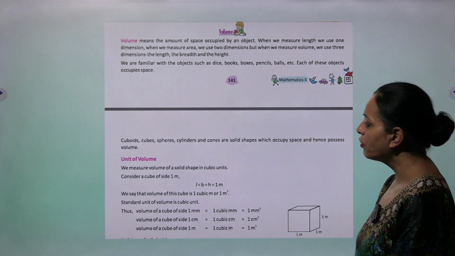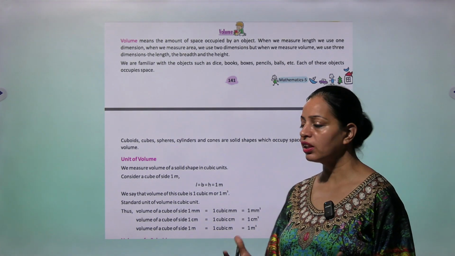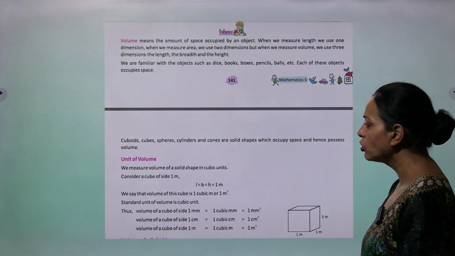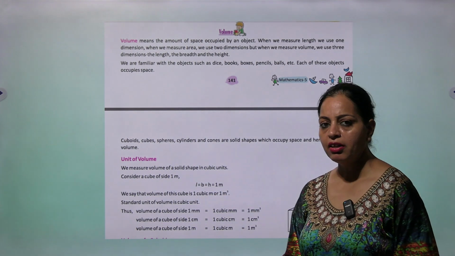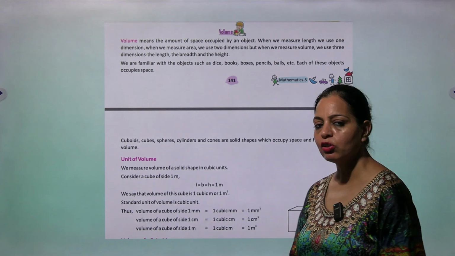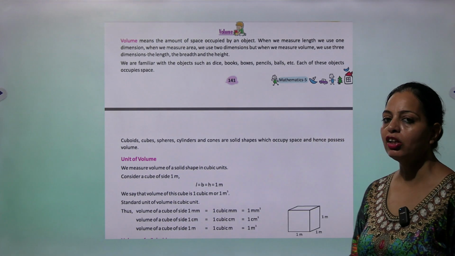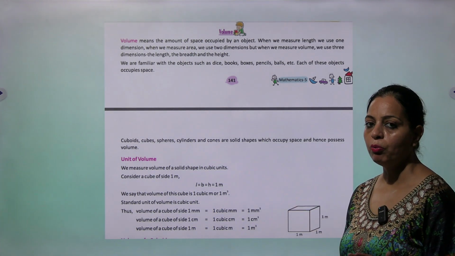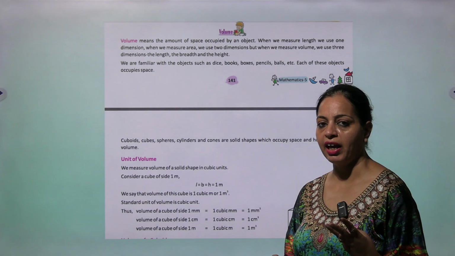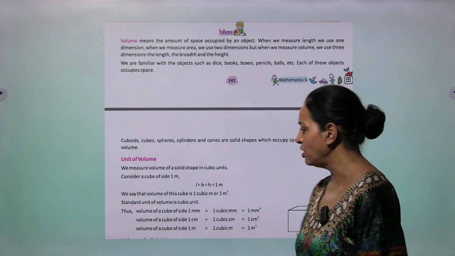See how? First see the unit of volume. Volume के लिए हम क्या units use करते हैं? We measure volume of a solid shape in cubic units. Consider a cube of side 1 meter, means length, breadth and height equal to 1 meter. We say that the volume of this cube is 1 cubic meter or 1 meter cube, because volume में हम 3 dimensions use कर रहे हैं. What is the unit of volume? That is 1 meter cube.